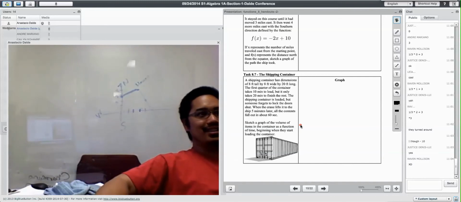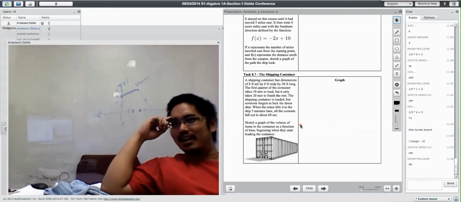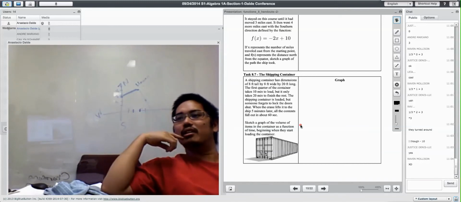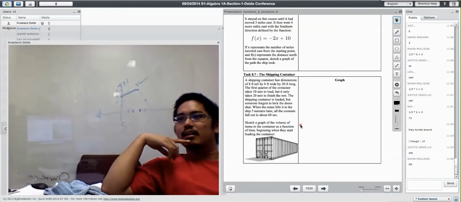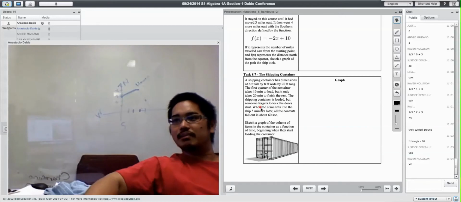Ready? A shipping container has dimensions 8 feet tall by 8 feet wide by 20 feet long. The first quarter of the container takes 10 minutes to load, but it only takes 20 minutes to finish the rest. The shipping container is loaded, but someone forgets to lock the door shut. When the crane lifts it to the ship, 5 minutes later, all the contents fall out in about 60 seconds. What a bunch of idiots. Sketch the graph of the volume of the ship.